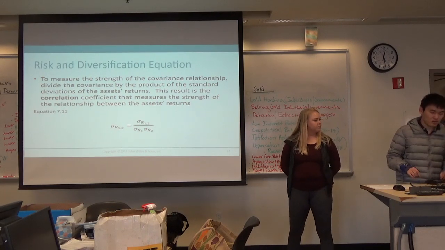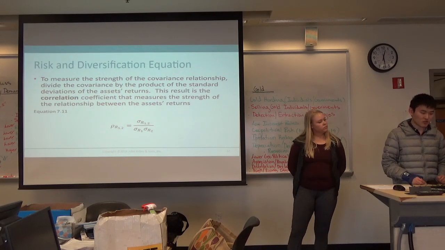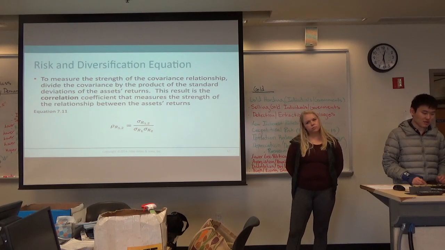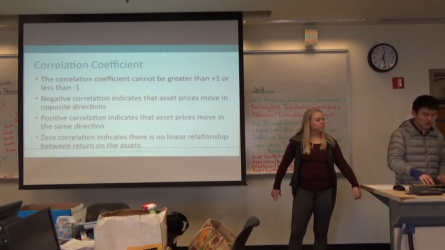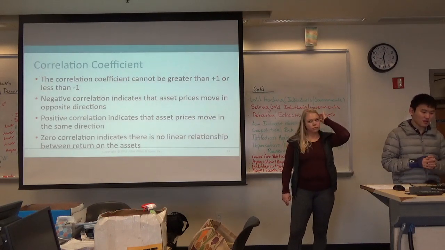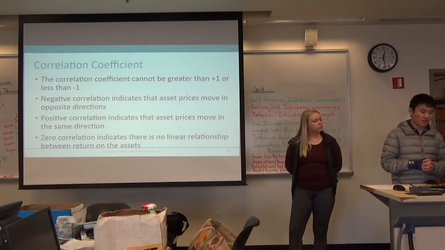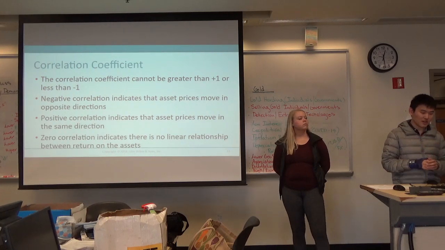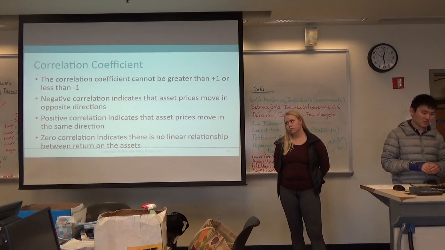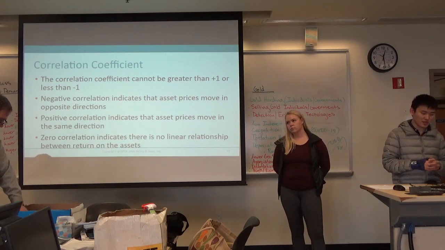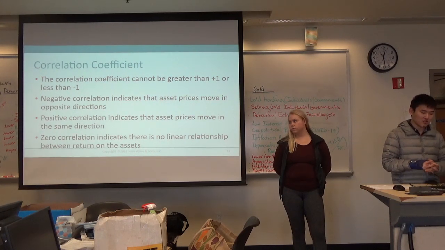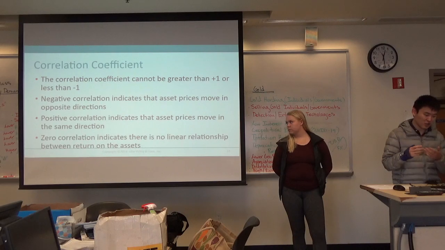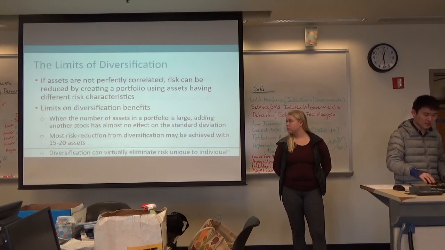Okay. So to measure the strength of the covariance relationship, divide the covariance by the product of the standard deviations of the asset returns. This result is the correlation coefficient that measures the strength of the relationship between the assets' returns. That's the equation. And the correlation coefficient cannot be greater than 1 or less than -1. Negative correlation indicates that asset prices move in opposite directions. Positive correlation indicates that asset prices move in the same direction. Zero correlation indicates that there's no linear relationship between the returns on assets.